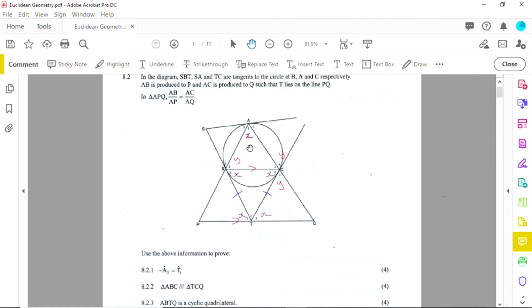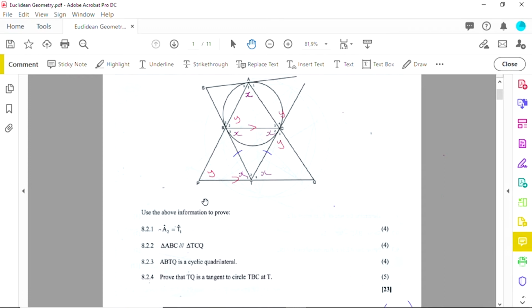Is there any other angle that is equal to Y? Yes, there is. Recall that BC is parallel to PQ. Therefore, P is also equal to Y. They are corresponding angles. Therefore, P should also be equal to Y. So P is also equal to Y. So these two are parallel.